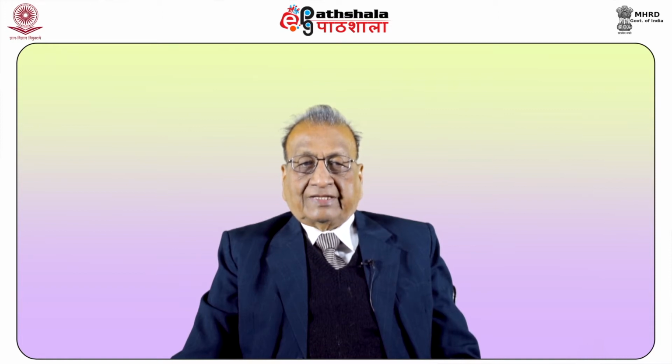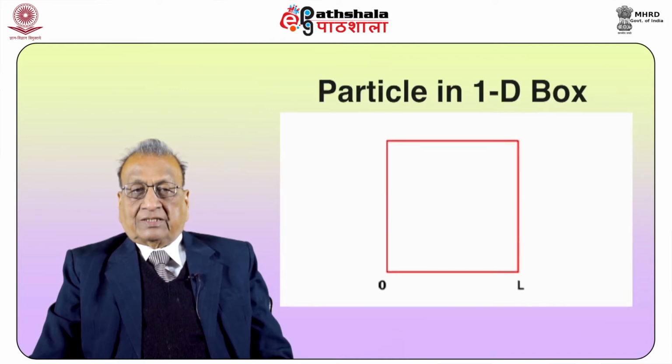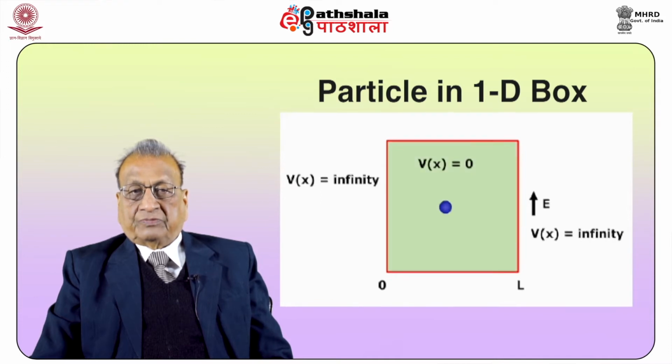So what we do, we write first of all the Hamiltonian for the system and then choose an approximate wave function, and using this approximate wave function we calculate the energy of the system, which by variation theorem we know is greater than the actual value of the energy E0. So we first of all apply this to a very simple problem, that is a particle in a one-dimensional box.